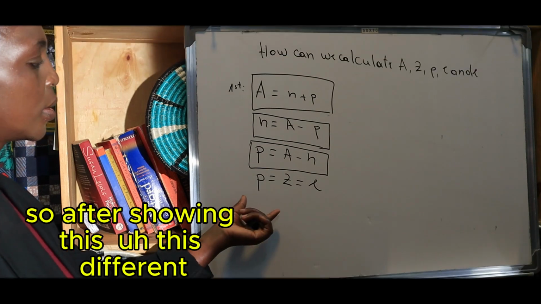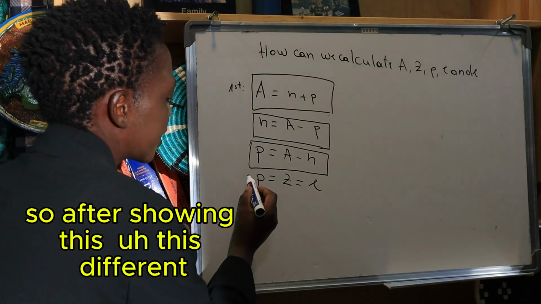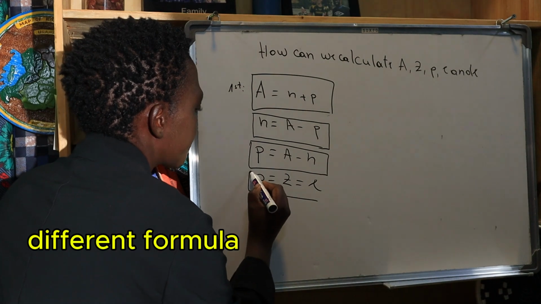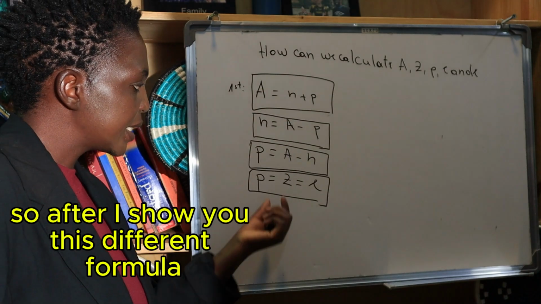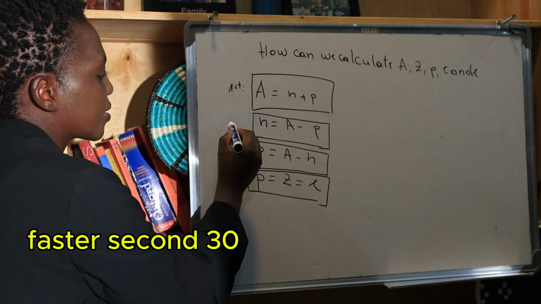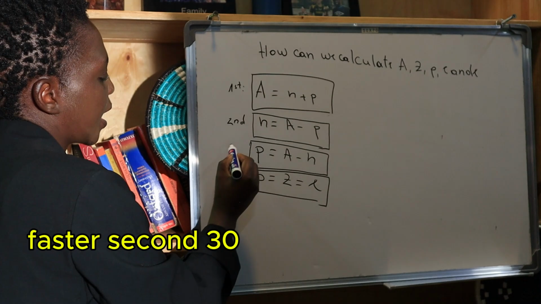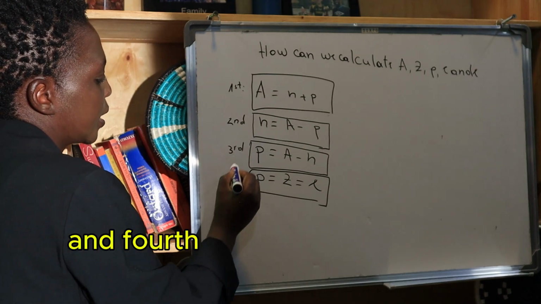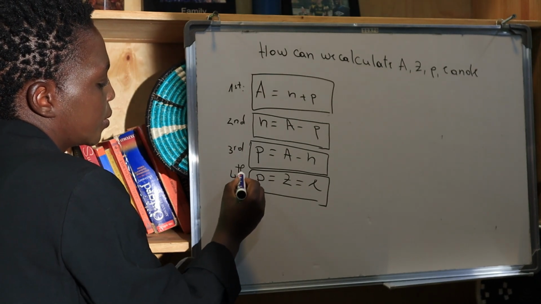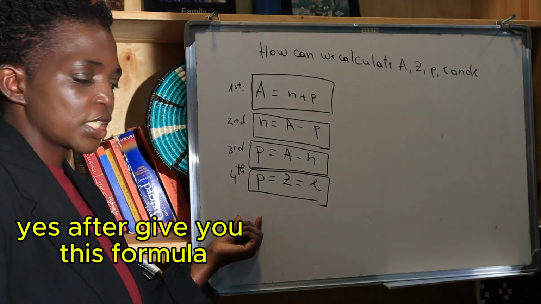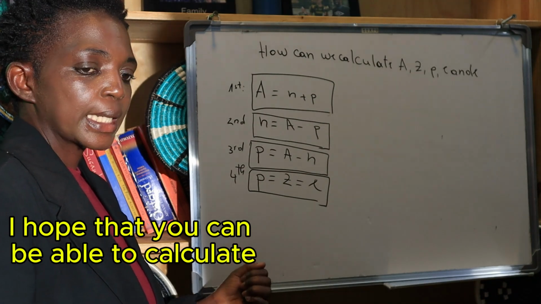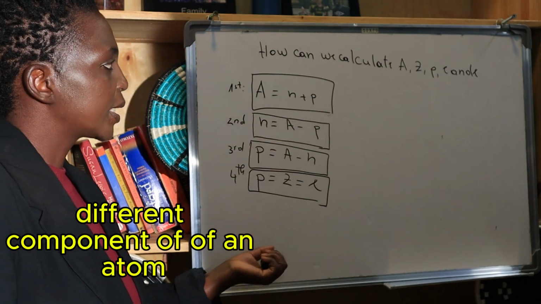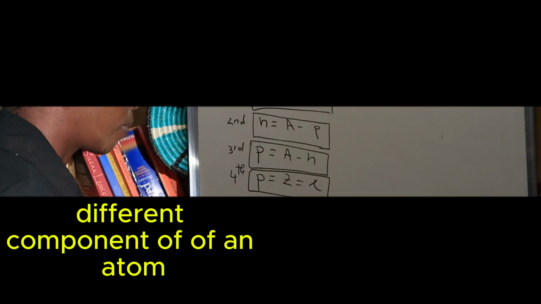It is only the electron that shows the chemical property of an atom. So after showing you these different formulas, first, second, third, and fourth, I hope that you can calculate the different components of an atom.